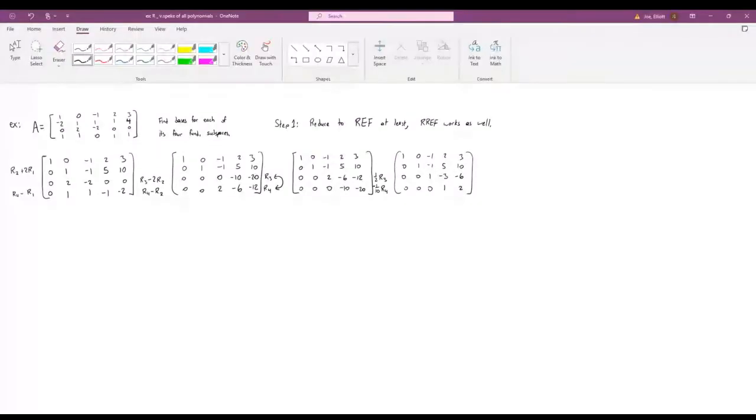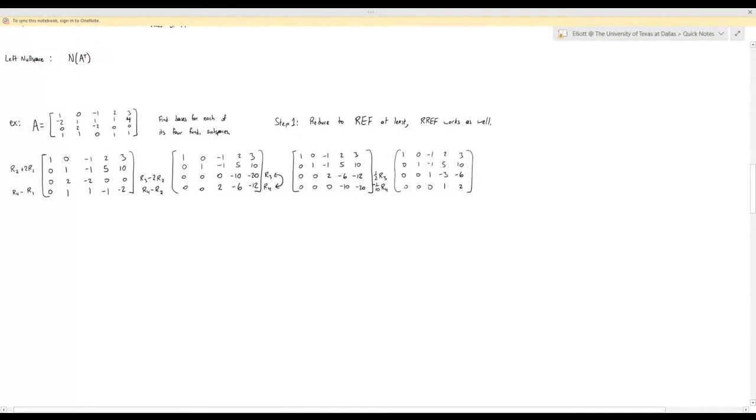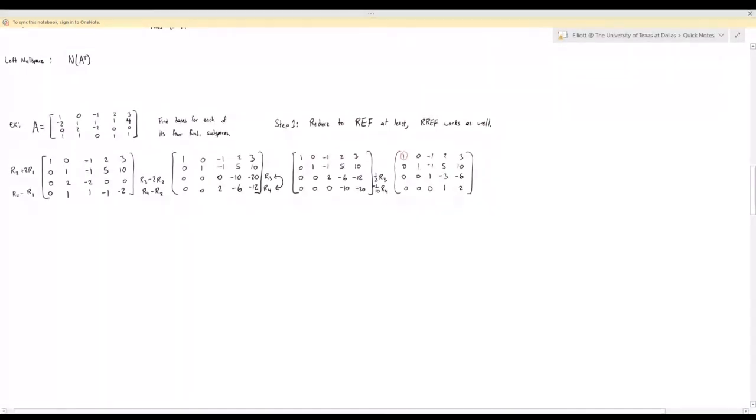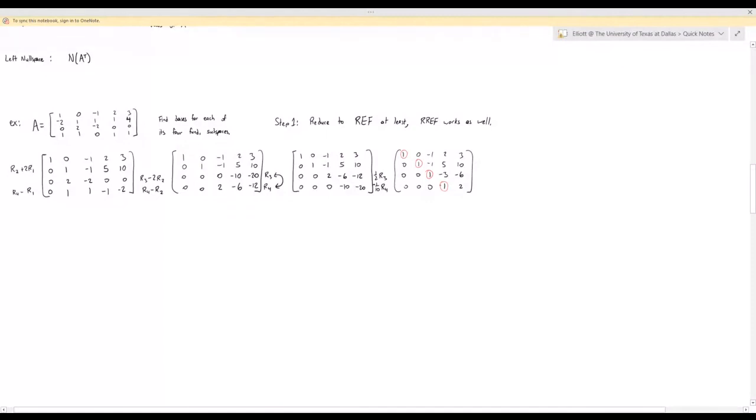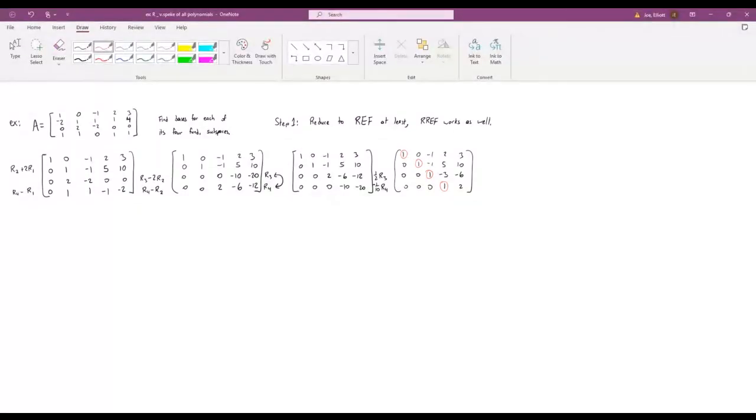And I guess at this point, it looks like I have pivot here, here, here, and here. I wonder if I made a mistake in my row operations. Let me check real quick. Well, that's okay. I might have made a mistake in the row operations, but let's just assume that what I have here at the end is correct. So this is the row echelon form.